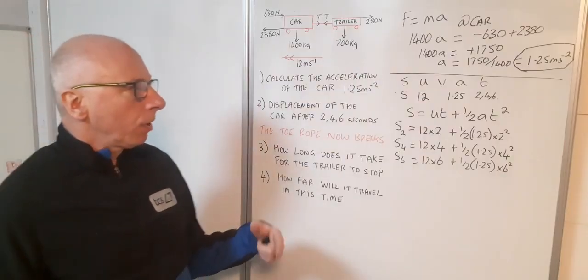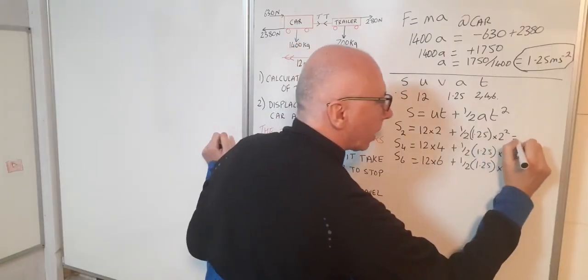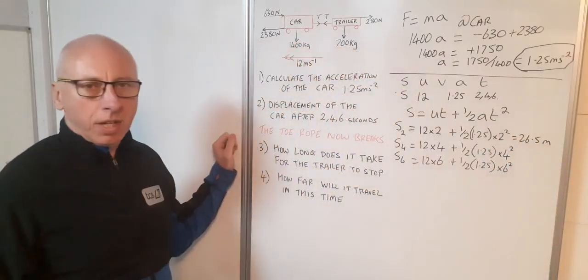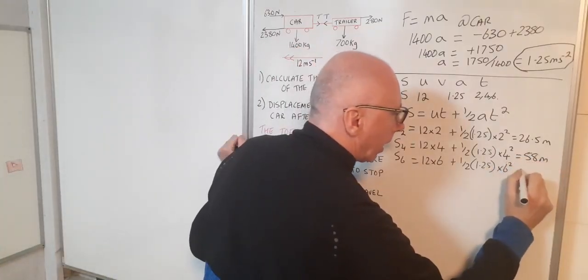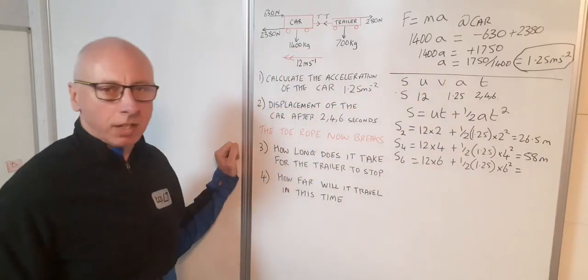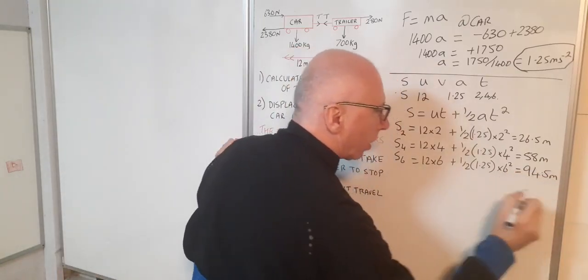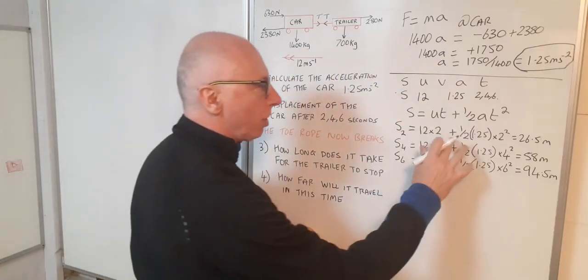Okay, so now plug all those into my calculator, and the first one we should get 26.5 meters. Second one we should get 58. And the last one we should get 94.5 meters. So I'm going to leave those for you guys to check the calculations, but that seems pretty reasonable here.